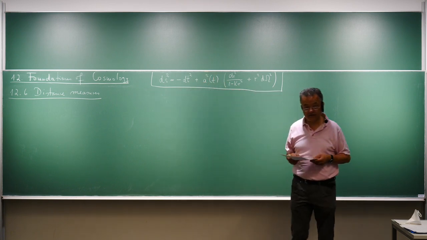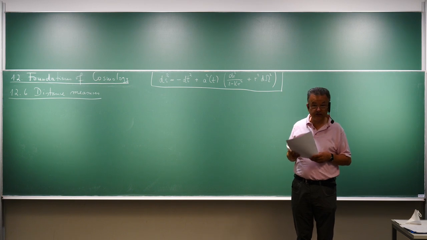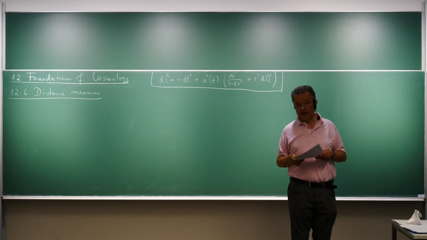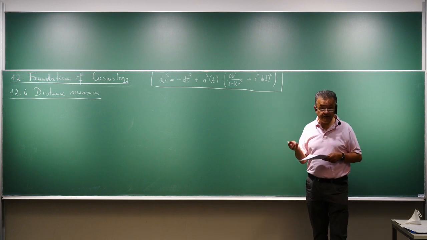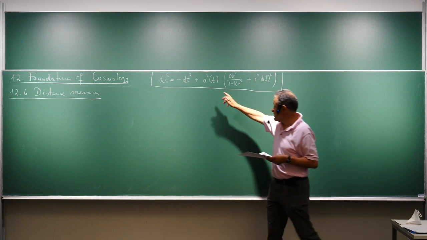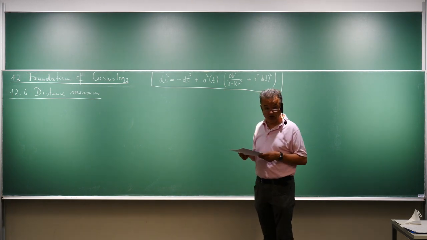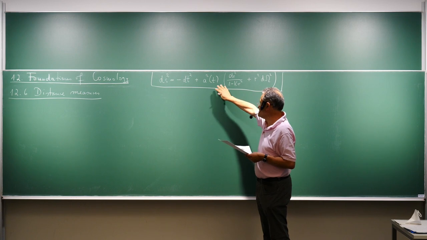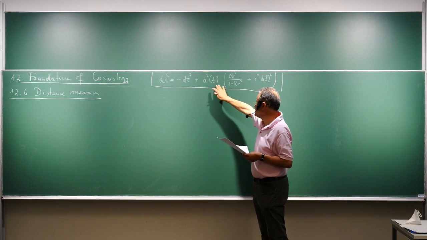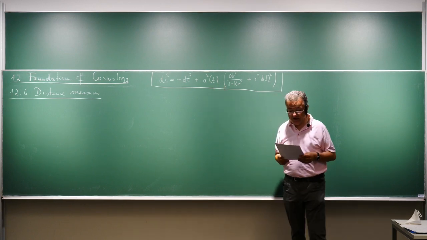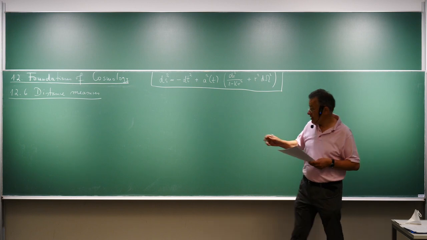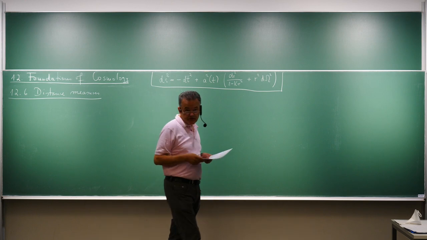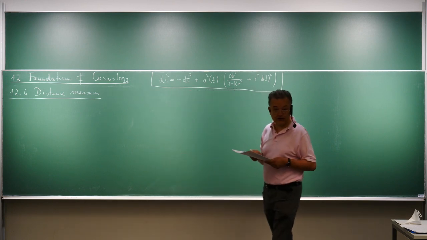And I have derived last time the Friedmann-Lemaître equations for A, which are ordinary differential equations from which, given an equation of state, you can derive the expansion law for the universe. Now, before we proceed with that and discuss details for the solutions of A of t, I have here inserted a section on distance measures, because this is a non-trivial issue.